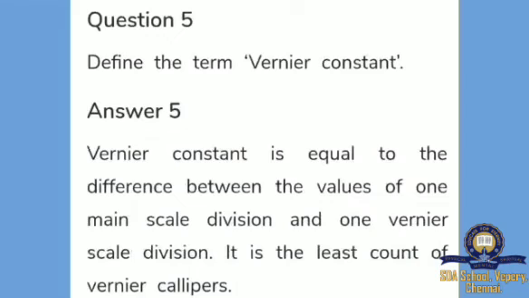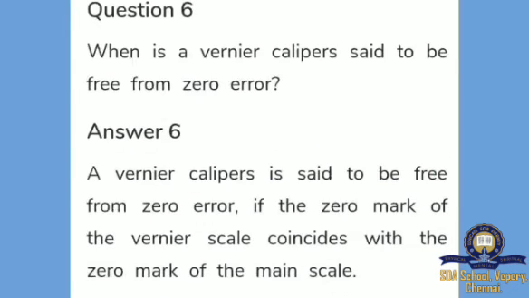Now the next question is, define the term vernier constant. Vernier constant is equal to the difference between the values of one main scale division and one vernier scale division. It is the least count of vernier caliper. It is otherwise called the least count of a vernier caliper. And you know what is the least count of the vernier caliper? 0.01 centimeter. Otherwise you can say 0.1 millimeter.